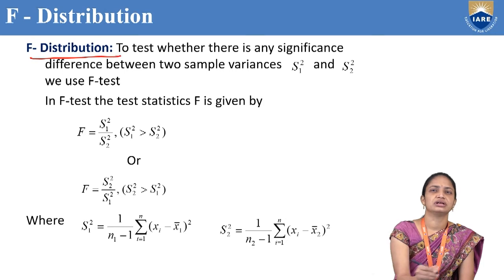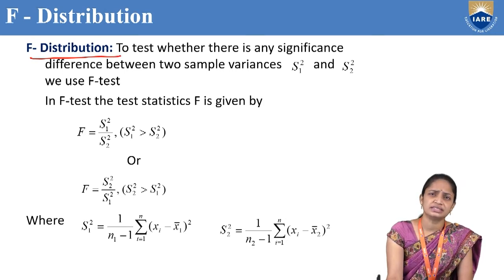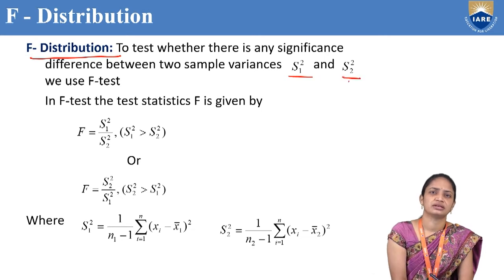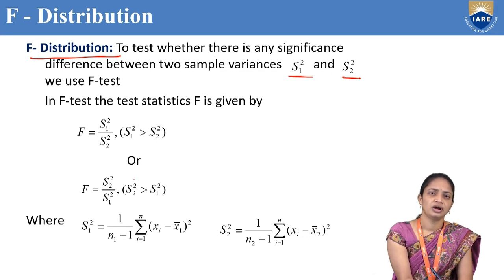F distribution is used to test whether there is any significant difference between two sample variances, that is S1 square and S2 square. We use the F test. In the F test, the test statistic F is given by F equal to S1 square by S2 square, where S1 square is greater than S2 square, or F equal to S2 square by S1 square, where S2 square is greater than S1 square. The highest value we keep in the numerator.